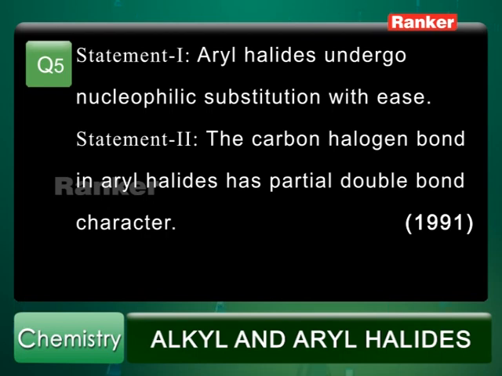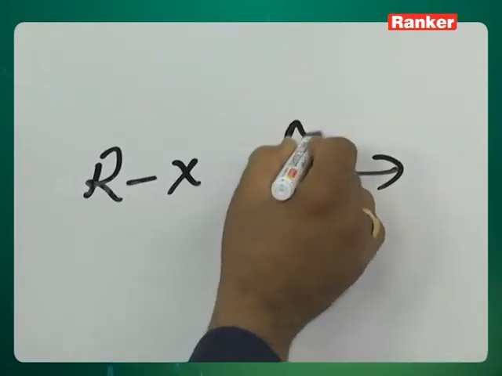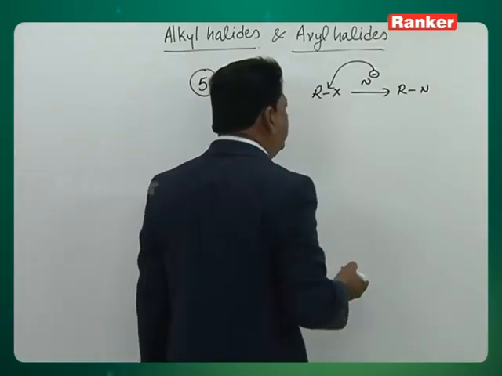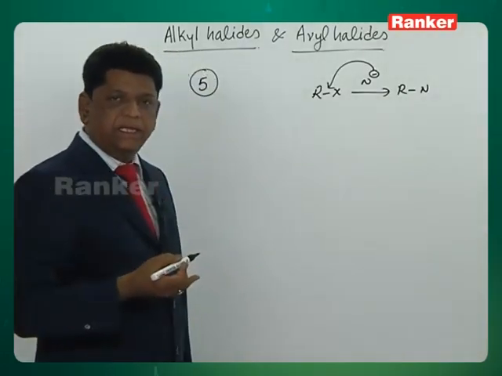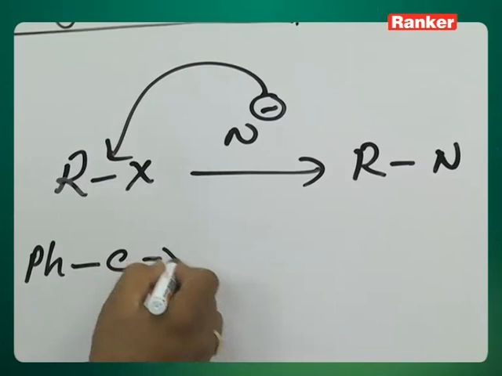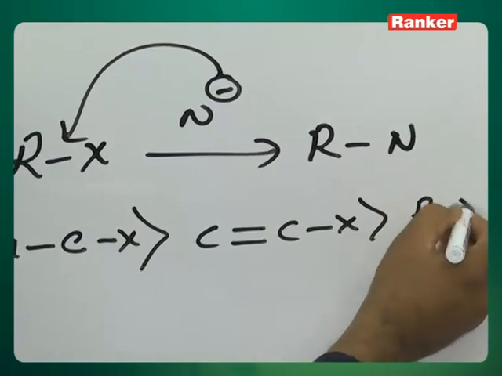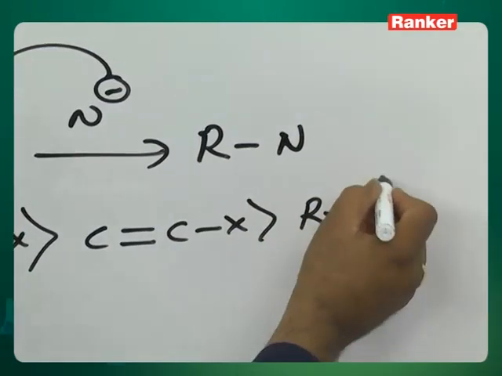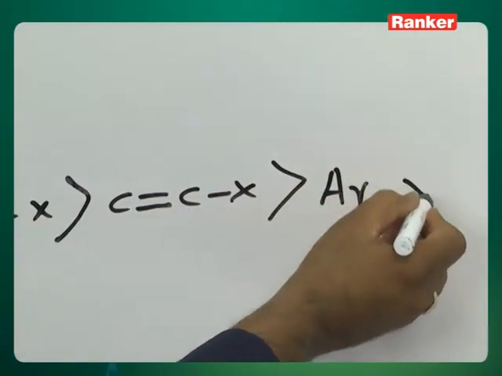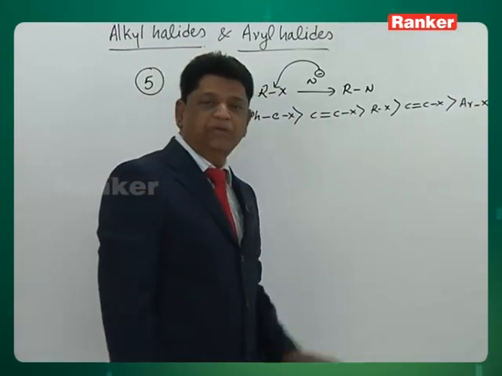Statement 1 is wrong, because in nucleophilic substitution, if a nucleophile replaces the halogen, you are going to get an R-Nu type of compound. In this reaction, benzyl halides come first, then allyl halides, then alkyl halides, within that also 3 degree, 2 degree, then comes the vinyl halide, then the aryl halides, aromatic aryl halides. But what he says is that aromatic aryl halides undergo it easily, which is totally wrong.